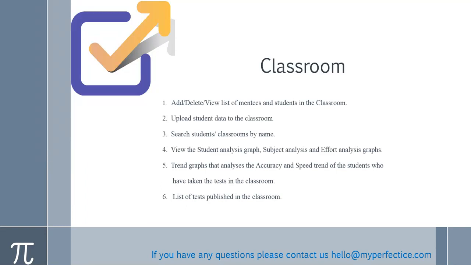The teacher also gets an option to analyze the accuracy and speed trend of each of her students over a point of time since they started taking the test in the classroom. She also gets to see the list of the tests published in the classroom. So that brings us to the end of the Classroom functionality.